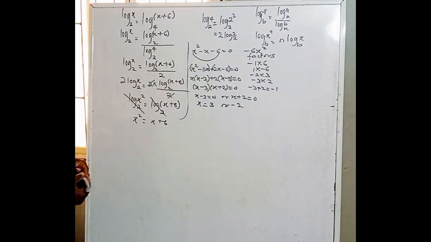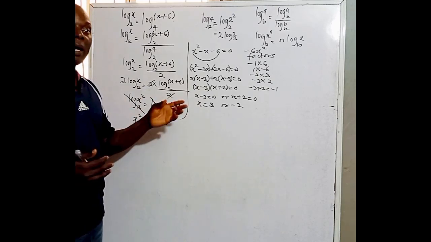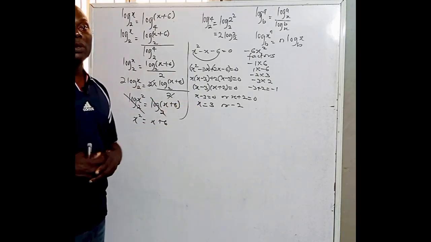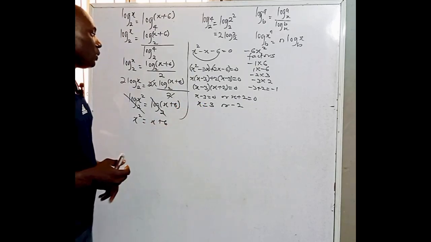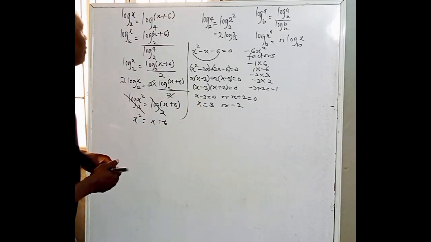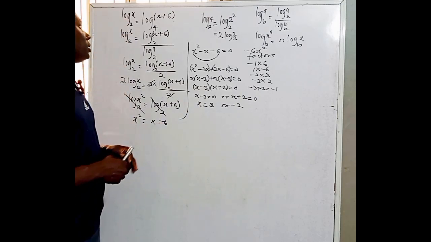But remember that the question, as earlier asked, says we should find the positive value that satisfies the equation. So the positive value that satisfies this equation is 3. So if we put 3 there, it satisfies the equation.